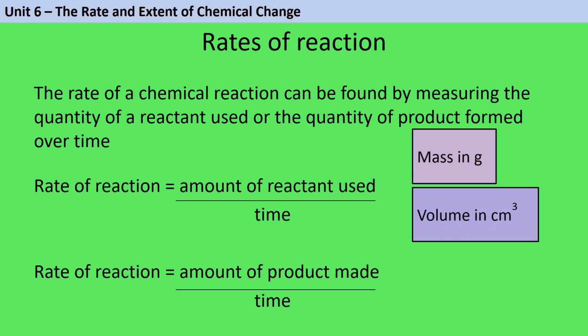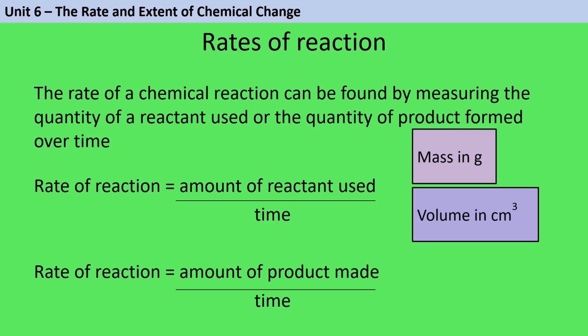The first topic in the second paper of AQA GCSE Chemistry is the rate and extent of chemical change. The rate of a chemical reaction is its speed, how fast it's going, and we can measure this in 2 ways, either how quickly the reaction is using up the reactants or how quickly it is making products. There are 2 calculations that you can use to work this out, but they're essentially the same thing.